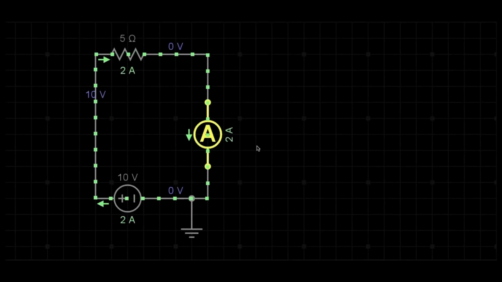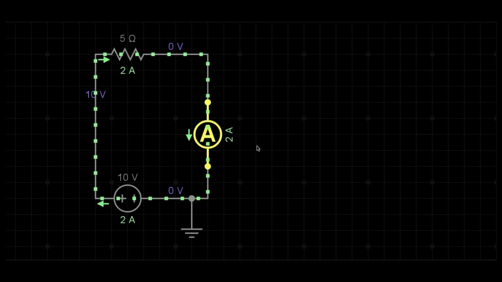This is a circuit with a 10 volt DC source and a 5 ohm resistor. The current flowing will be 2 ampere. We know that. What we are going to discuss is a situation where there will be current without voltage. Ohm's law says that voltage will be proportional to current and the constant of proportionality is resistance at constant temperature. How can there be current without voltage?